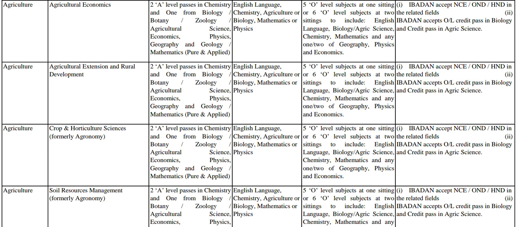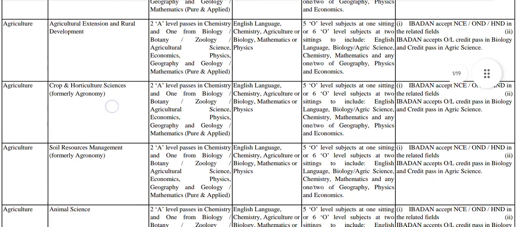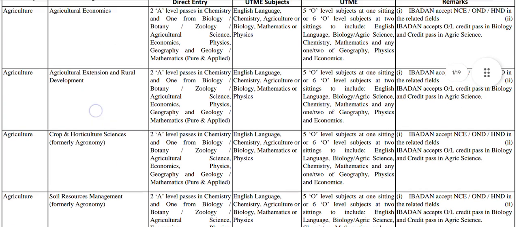So the first thing I said was that you must possess at least a credit in your relevant subject. You cannot use any grade that is lower than credit. It might be C6, you can use C6 upwards, but you cannot use anything below that. So please note that.